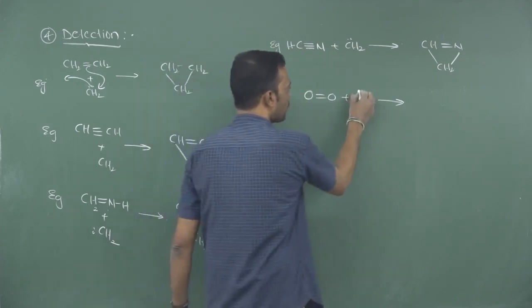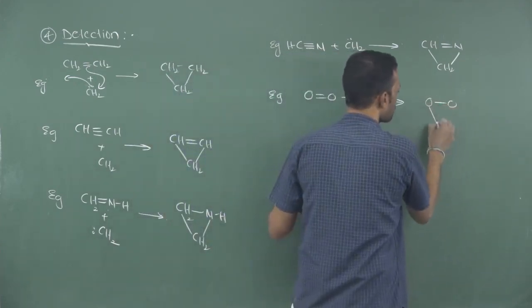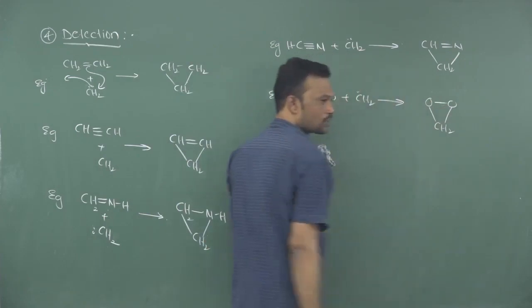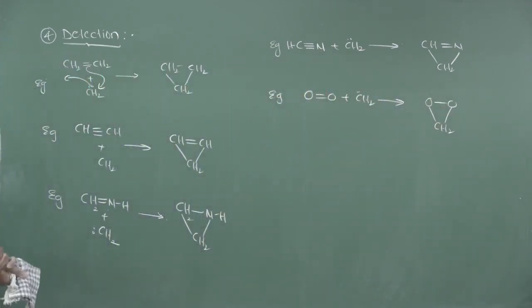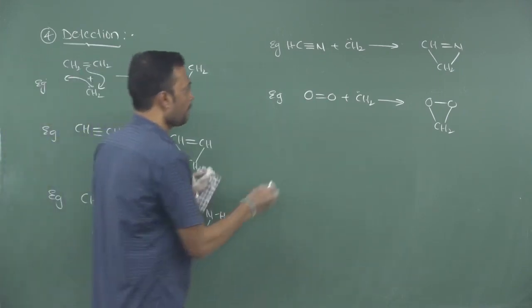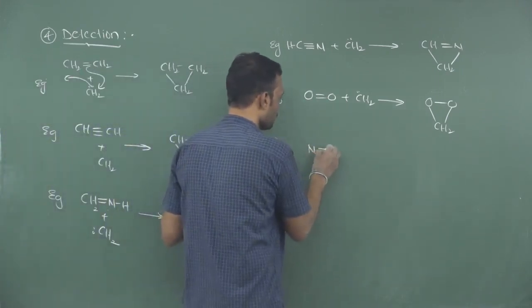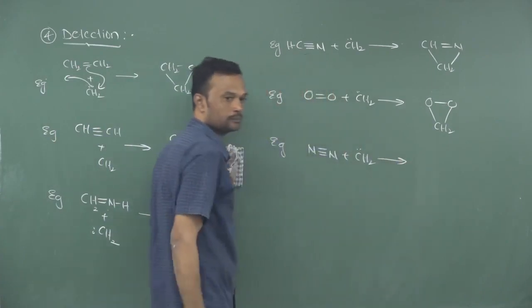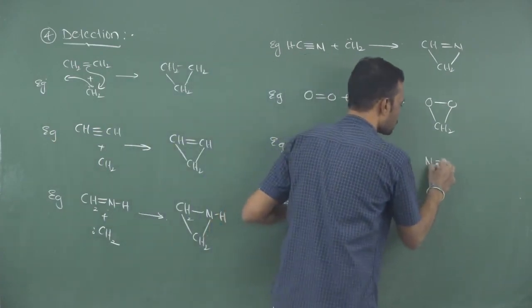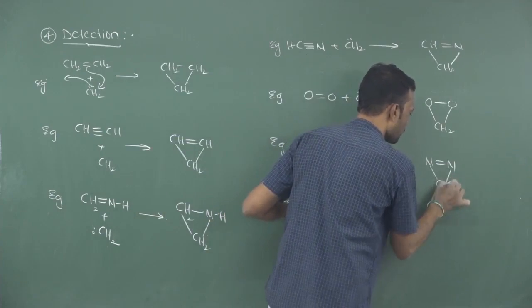Now when molecular oxygen reacts with CH2, what happens? When molecular oxygen reacts with carbene, what do you expect? So you will get like this. What is this? Dioxirane. Suppose N2 is added, a nitrogen triple bond combined with carbene. What is the answer? So you will get a nitrogen double bond, or not? Nitrogen double bond, finally CH2. What is this?